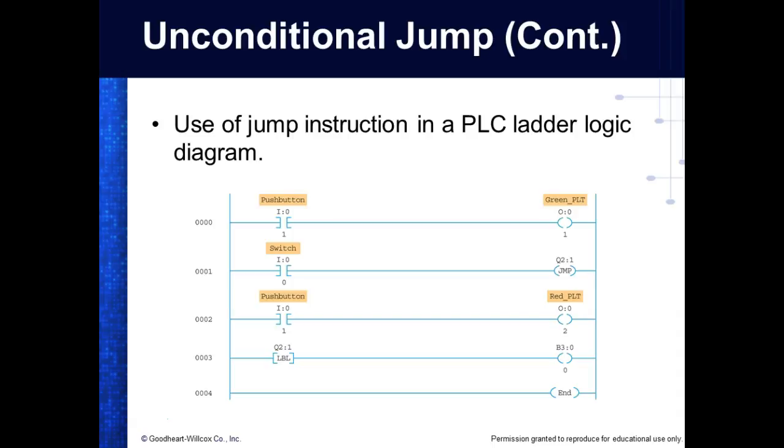A label and a jump have to have the same address. Jumps are Q2s, so a jump instruction has to use Q2, and then we put a colon and specify a word number. So using RSLogix 500, how many jump instructions could we have? 256.